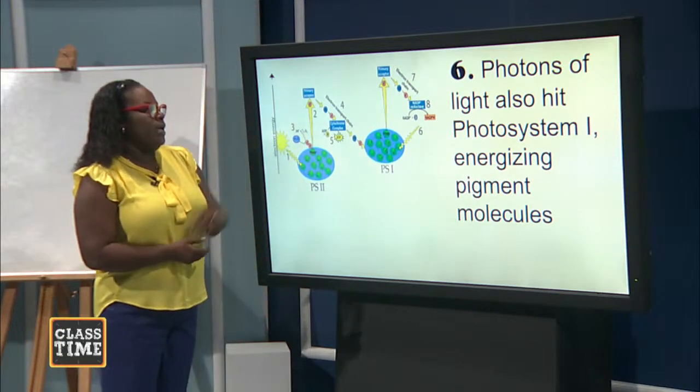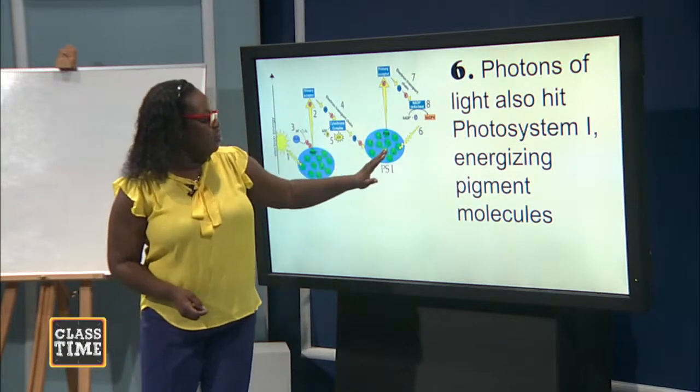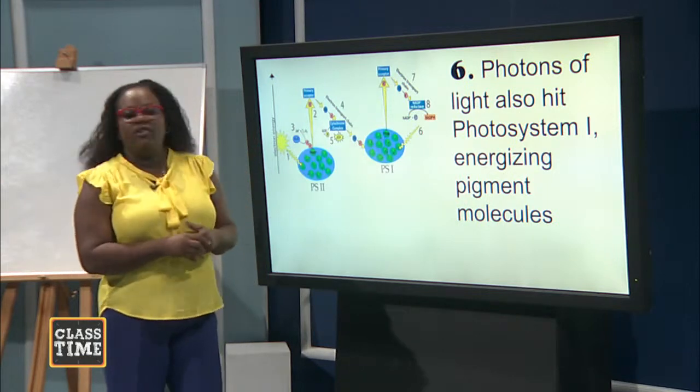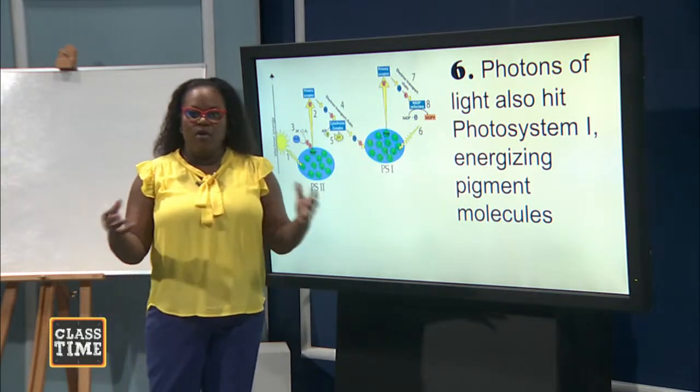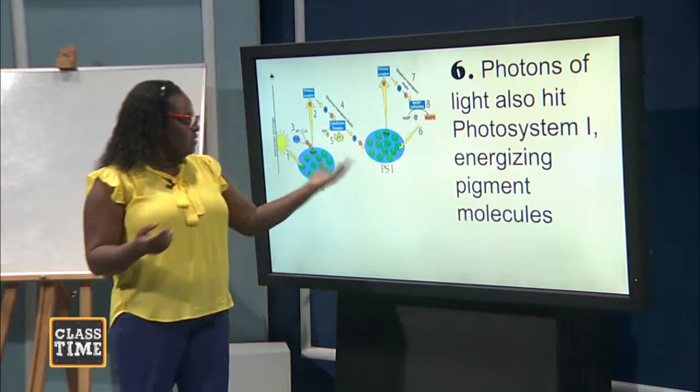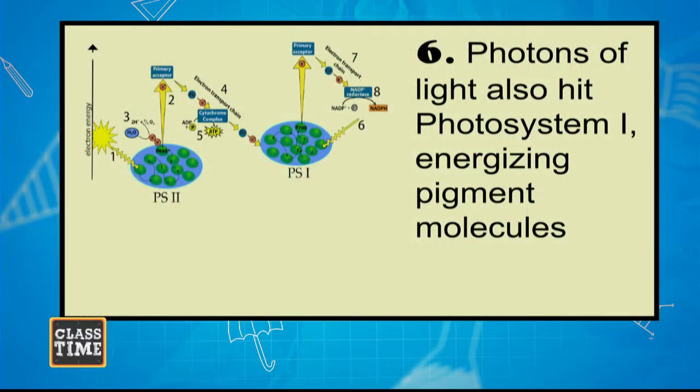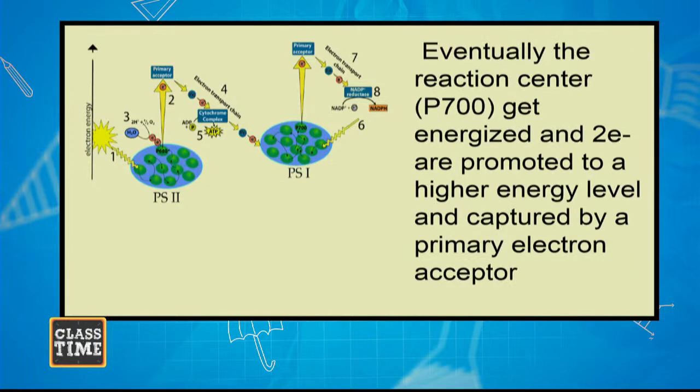Now, number 6 shows that PS1 is also energized by the light from the sun. Hopefully, it doesn't have to be the sun, but usually it is because most plants are outside. And then P700, which is associated with PS1, has 2 electrons being elevated from it that are captured by the primary electron acceptor.